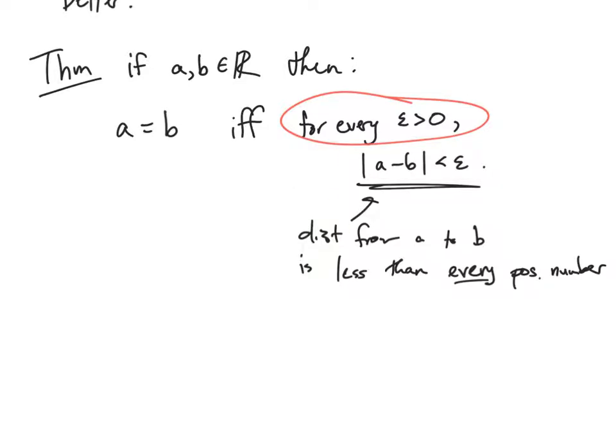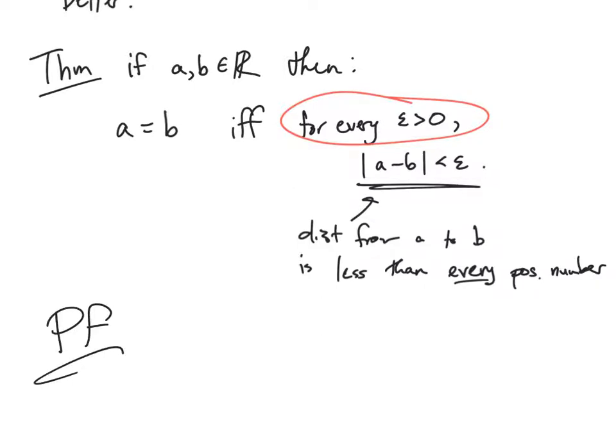So this little phrase, for every epsilon greater than 0, is the way that you say something is really, really small without saying it. But that is really what we're talking about. It's strange. It's kind of an idea that you have to live with for a while before it really clicks. But anyway, I want to try and do a proof of this.